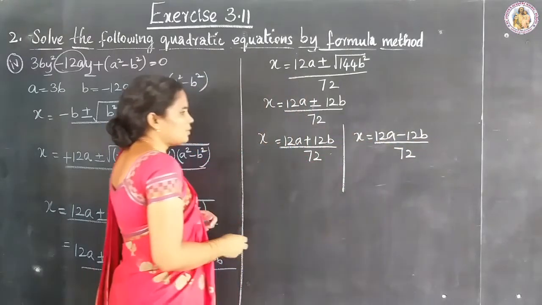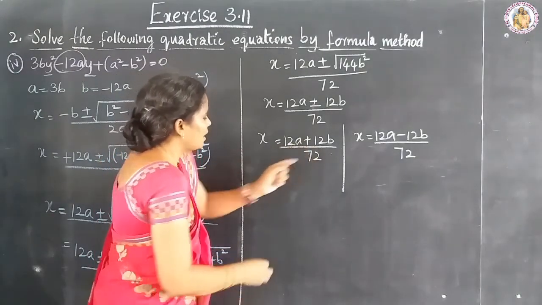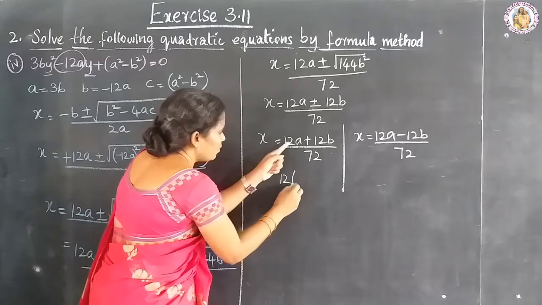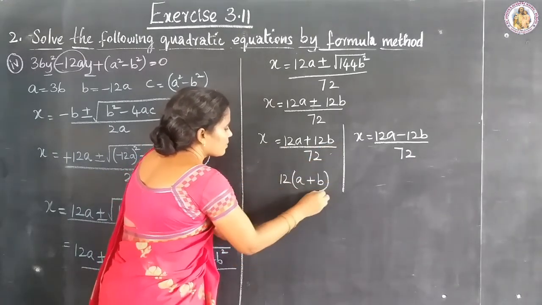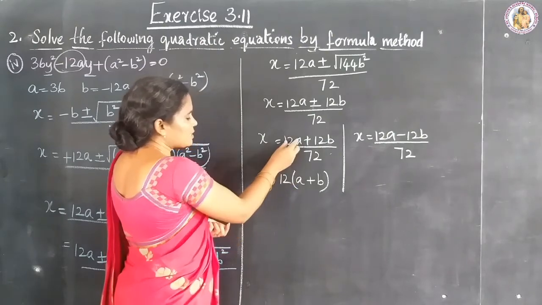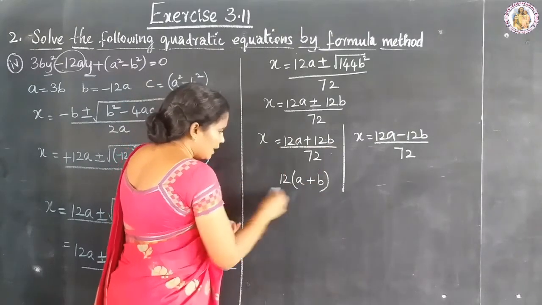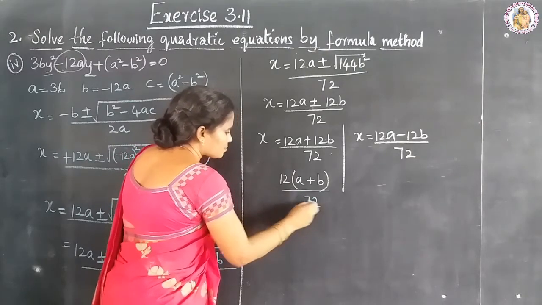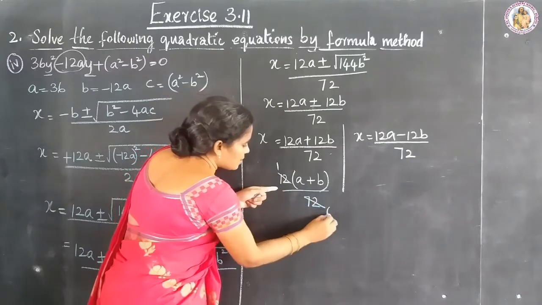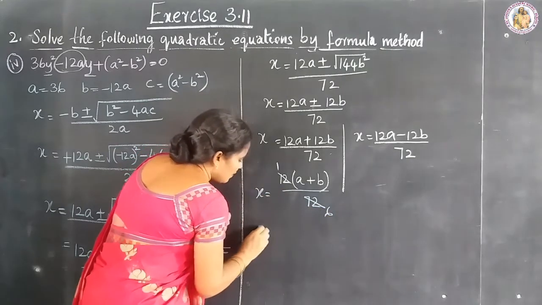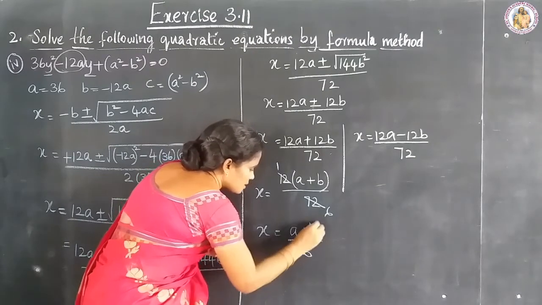Now we have 12 common. 12 ones are 12, so 12a plus 12b. To multiply we will be getting the same: 12 into a, 12a, 12 into b, 12b, divided by 72. Now 12 ones are 12, 6 twelves are 72. So x is equal to (a plus b) by 6.